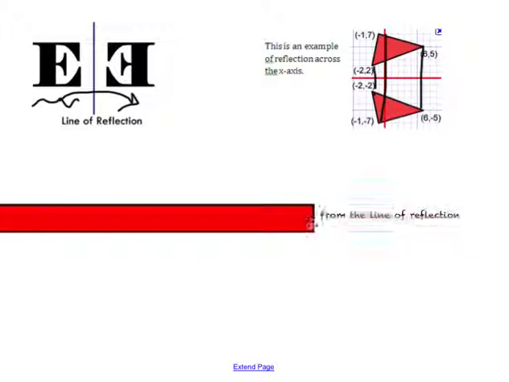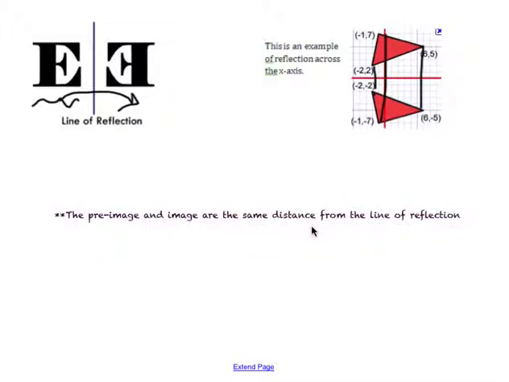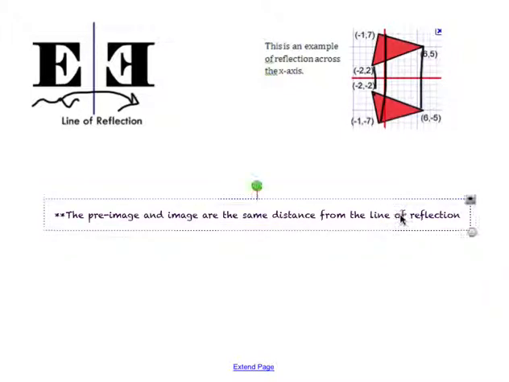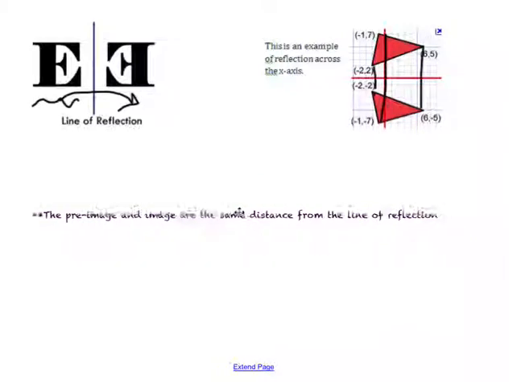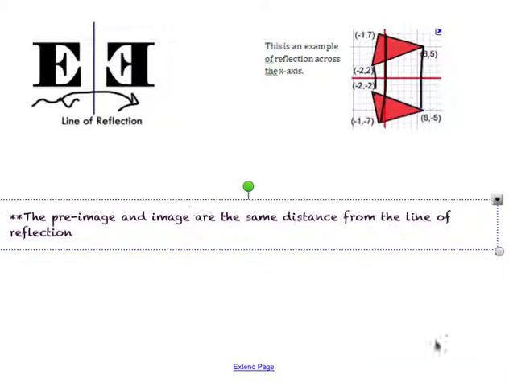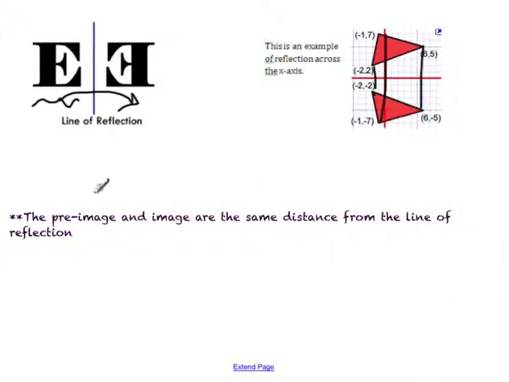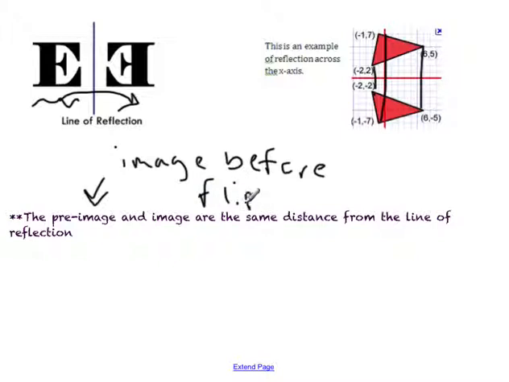So what you're actually going to notice is that the pre-image and the image are the same distance from the line of reflection. The pre-image is the first image, the image before flipping. Okay, so if you notice, this is 1, 2, 3 from the x-axis, 1, 2 from the x-axis, and 1, 2 from the x-axis. So they're the same distance from that line of reflection.